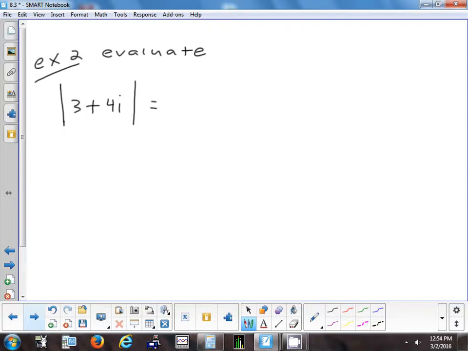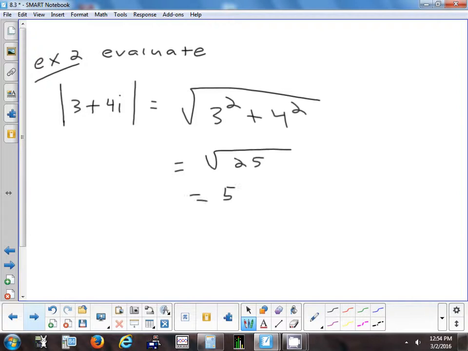Can anybody tell me what my formula is going to be before we get the answer? Square root of, how do we do it? Root of 3 squared plus 4 squared. Yeah. And then 3 squared is 9 plus 16. And we get the square root of 25, which is 5. So that's the absolute value of 3 plus 4i. And I think a couple people noticed, it's a 3, 4, 5 right triangle. Any question on finding absolute value?